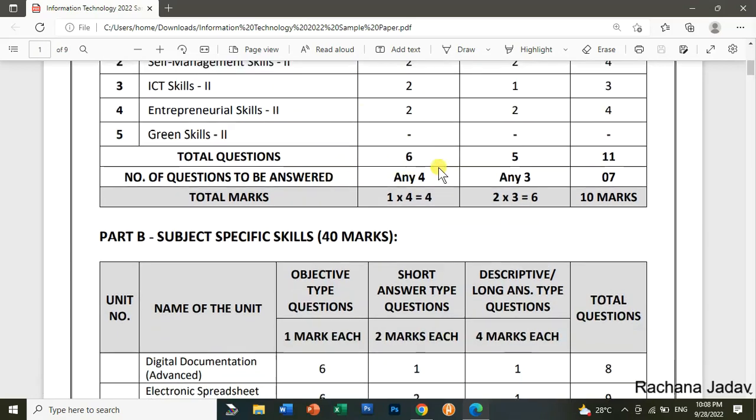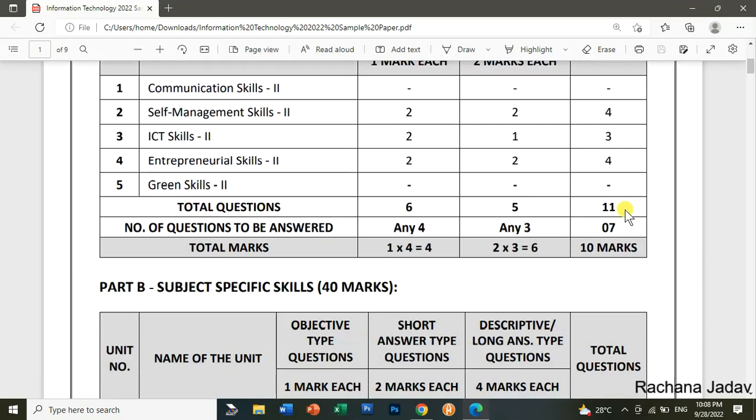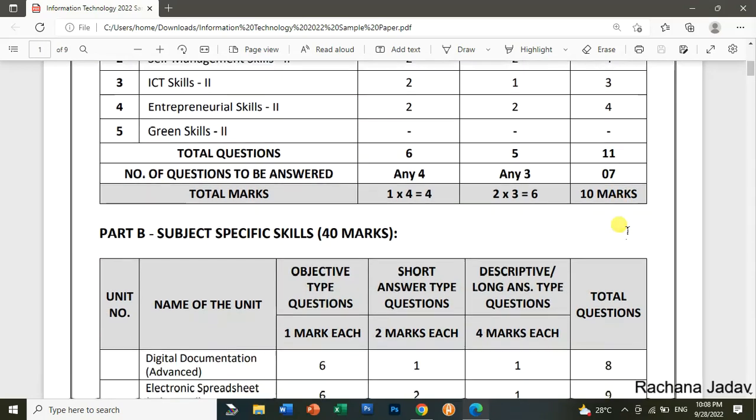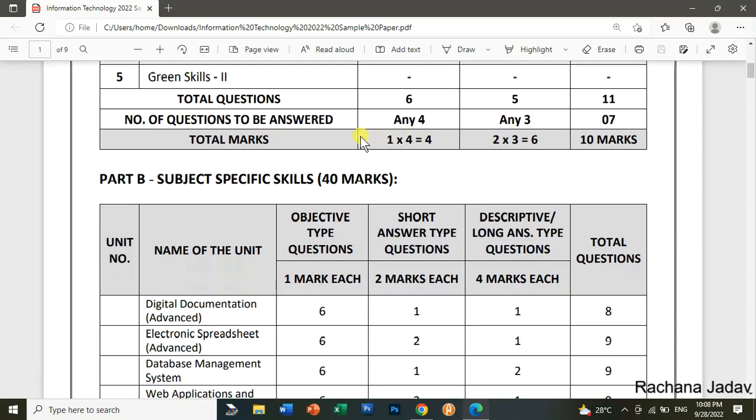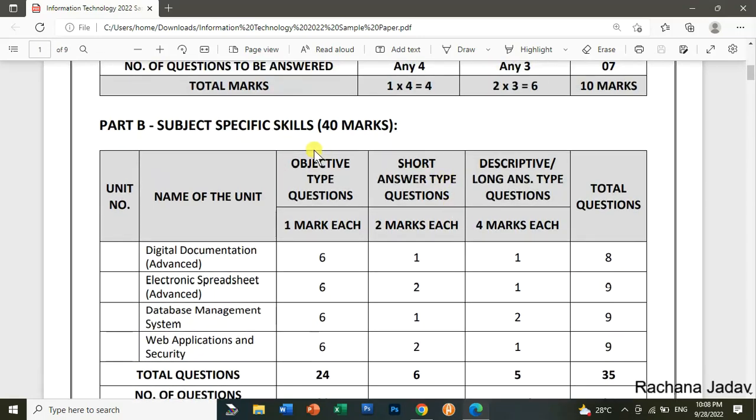Okay, so total questions for objective type, that is 6, and from that you have to attempt any 4. आपको 4 questions attempt करने हैं. Short answers में आपको 5 दिए जाएंगे. From that, any 3. So you can see there are many choices over here in this paper. So totally you can see there will be 11 questions. From that, the number of questions you have to attempt is 7. Okay, now, yes, the objective type, 1 mark each it will be, and for the short answer it is 2 marks each.